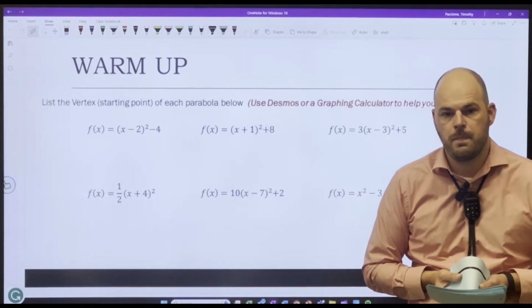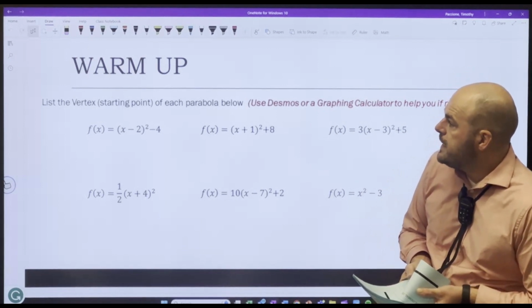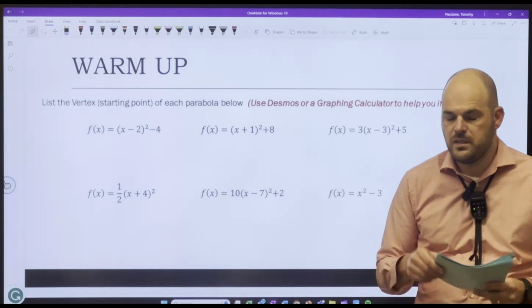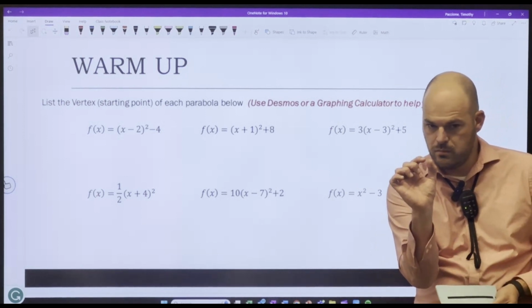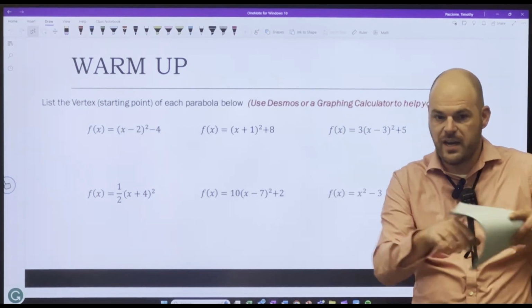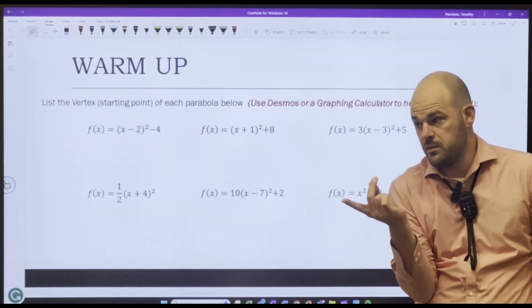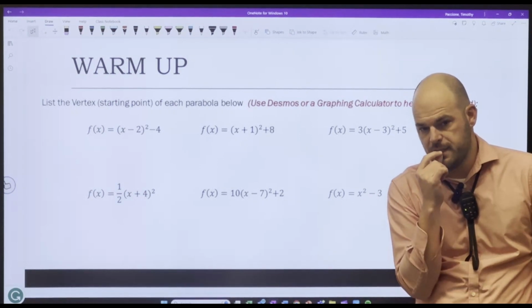Can you tell me what a vertex is? The starting middle point? It's the middle point in a quadratic, in a parabola, right? It's that spot in the middle, right? Yeah, lowest or highest point, right? What else do you want to add to that?